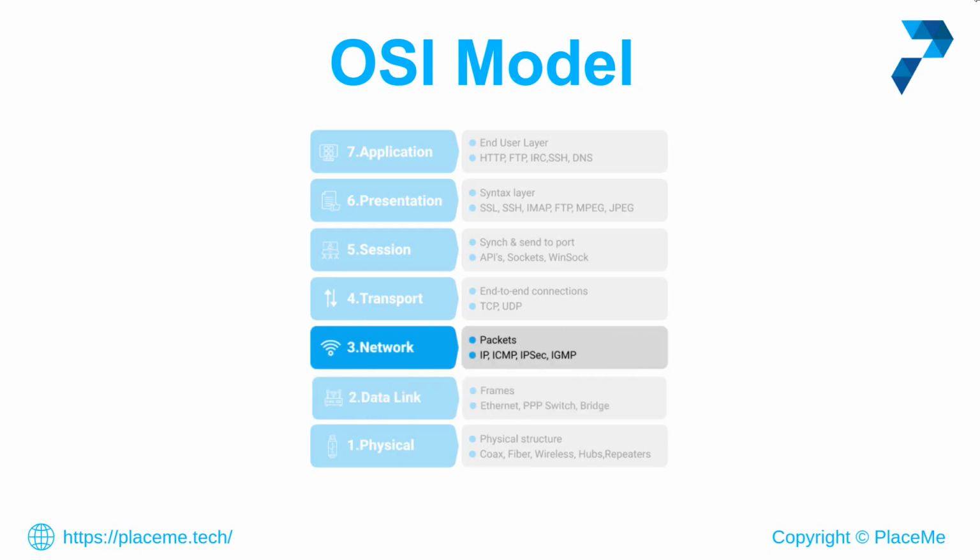Layer 3, the network layer. It is the backbone of inter-network communication. It handles logical addressing with IP protocols, both IPv4 and IPv6, and determines optimal paths for packet delivery using routing algorithms.